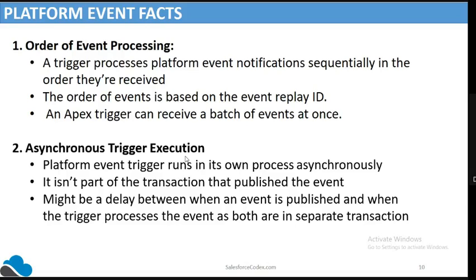A platform event always runs in a separate transaction. That's why we say it runs as its own process asynchronously, and you should change the owner of your record. That's why there might be a delay between when the event is published and when the trigger is processed. So when you publish a particular platform event and a trigger is written for it, there will probably be a very small difference in time before the trigger is executed, because they run in separate transactions, not the same transaction. That's why there is a delay.